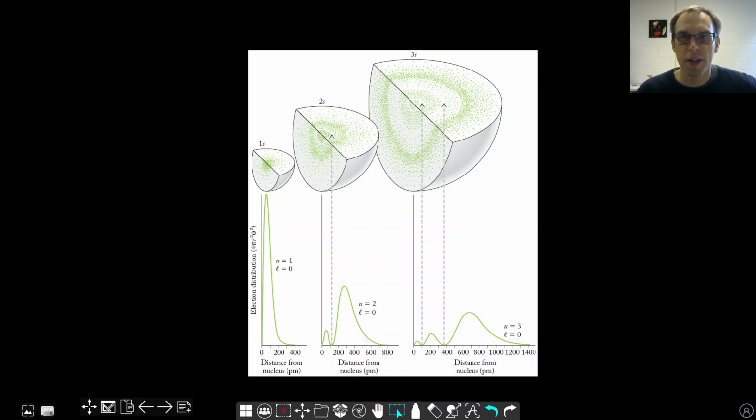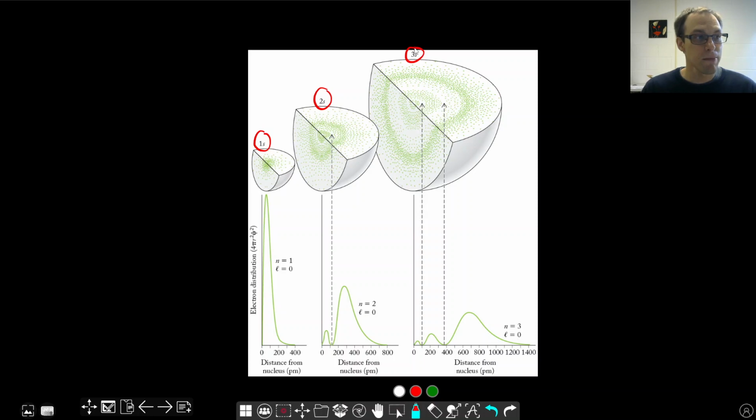So continuing our discussion from the last video, in this video we're going to be looking at, for s orbitals, how they change as we change the principal quantum number and how the size of them changes. So all s orbitals, here we're looking at s orbitals with three different principal quantum numbers. So we have a 1s orbital, a 2s orbital, and a 3s orbital.